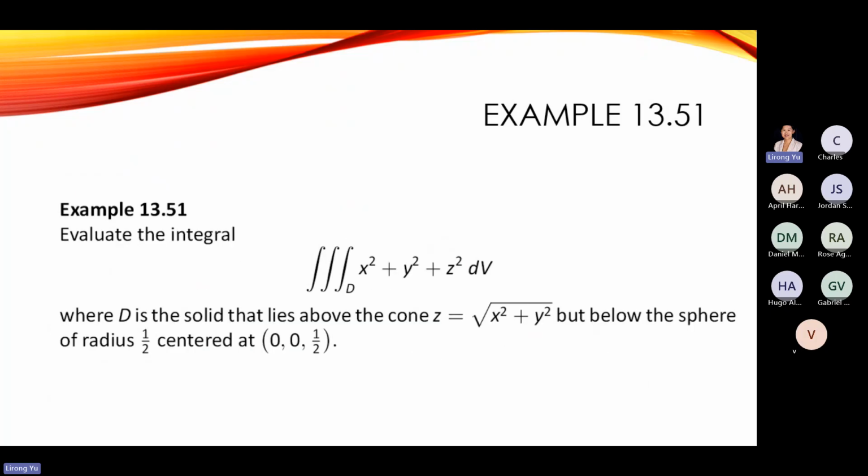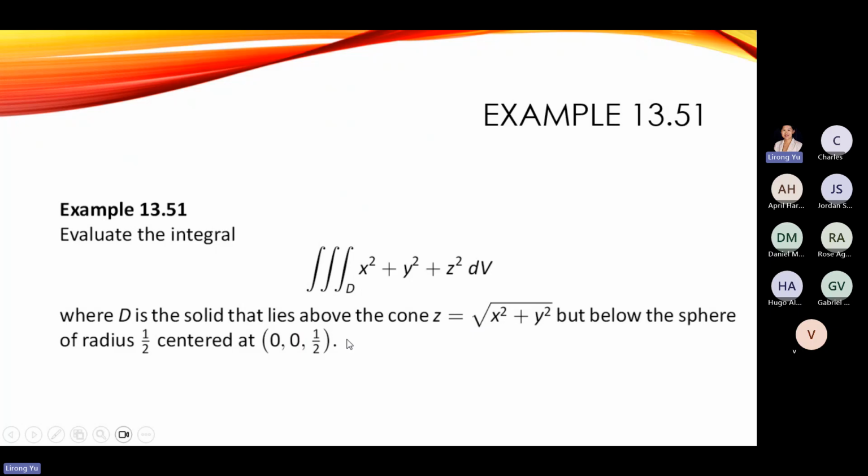All right. The second question is to calculate this integration. We're integrating x squared plus y squared plus z squared dV. Again, the integration function is not the one determining the type of integration that we were supposed to do. The integration region in this question, D, is a solid that lies above the cone z equals root of x squared plus y squared, but below the sphere of radius 1/2, centered at 0, 0, 1/2.